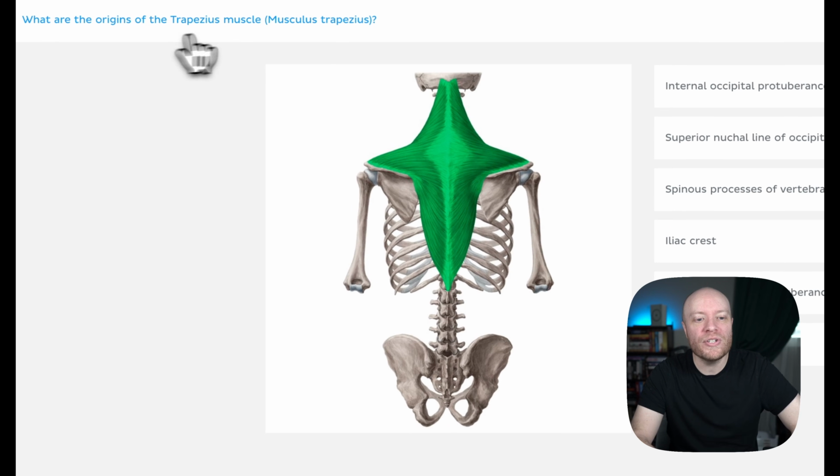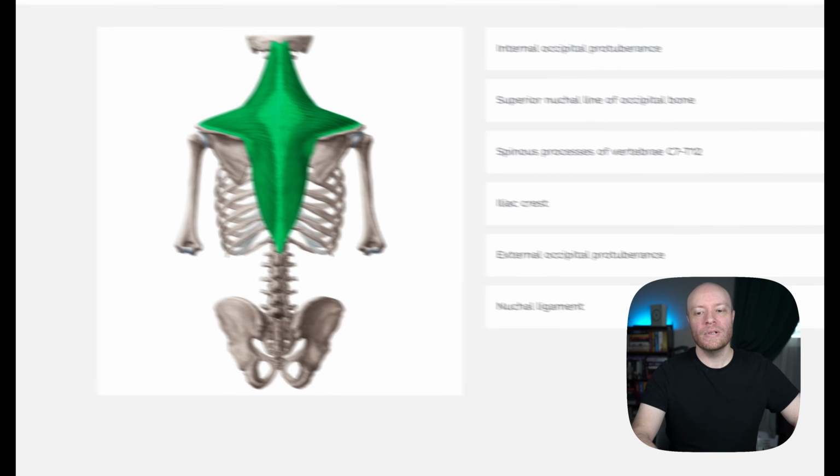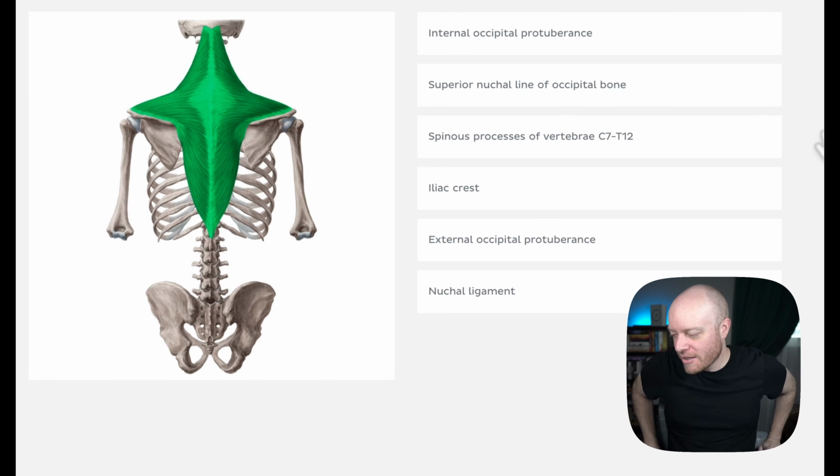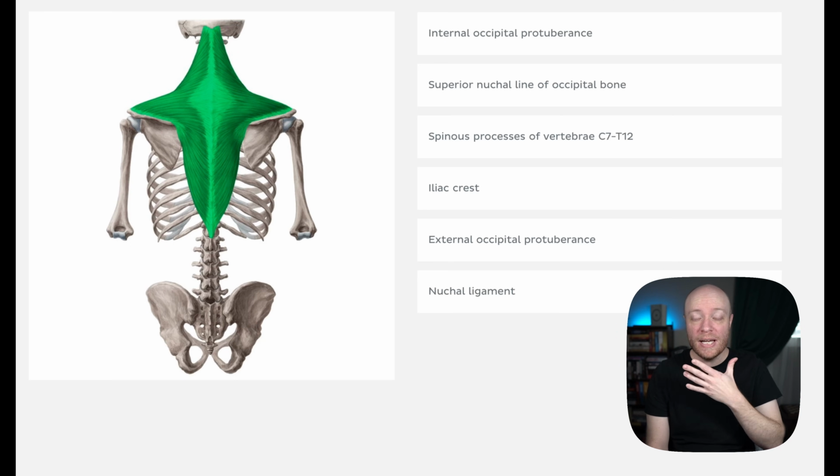All right, so what are the origins of the trapezius muscle? Ooh, I'm just going to let you do it. See if you can figure this out. Take your time. You can pause the video, by the way. If you need a little more time, we'll see what you can do here.